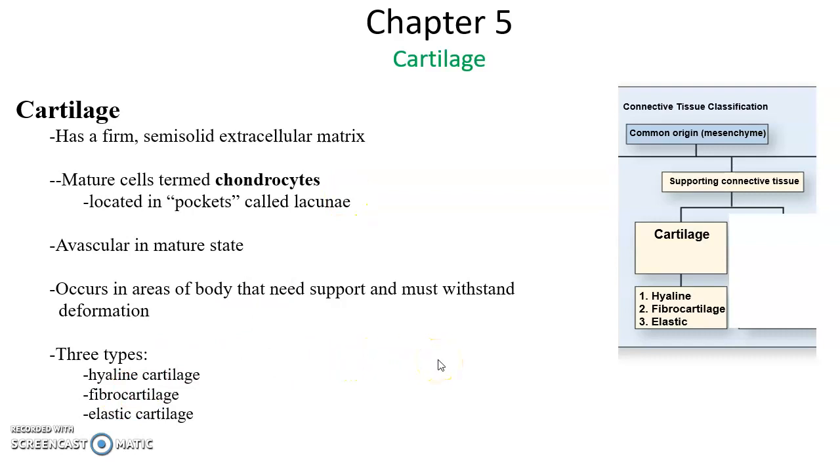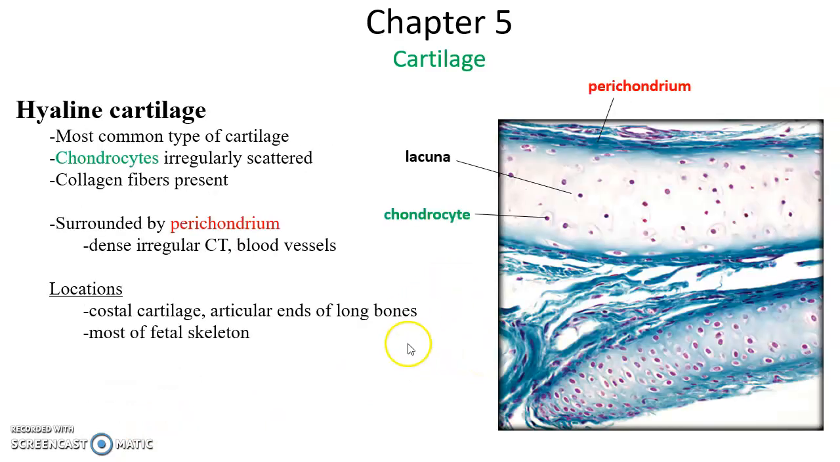Cartilage is avascular, so it does not have blood vessels running through it, which means it heals slowly. And it occurs in areas of the body that need support and withstand deformation, withstand pressure being applied regularly. So, types of cartilage. We have hyaline cartilage, fibrocartilage, and elastic cartilage. Hyaline cartilage is the most common type.